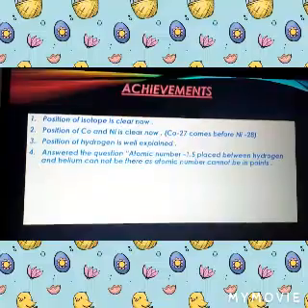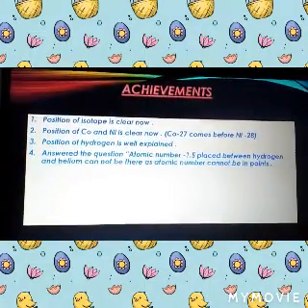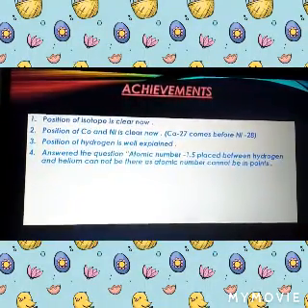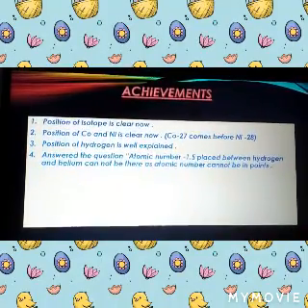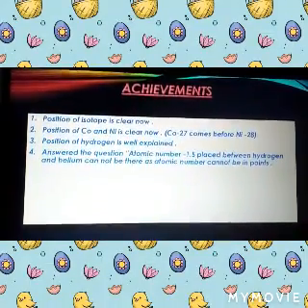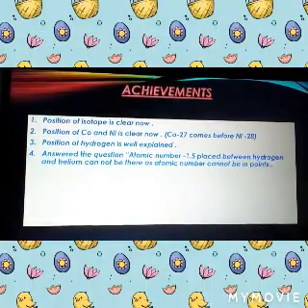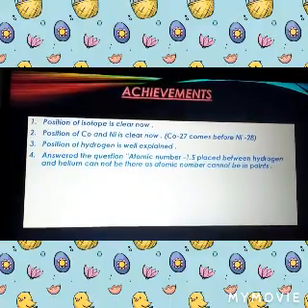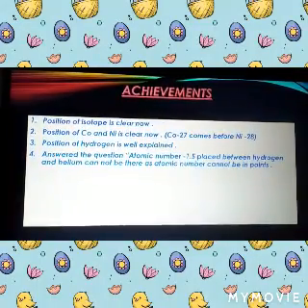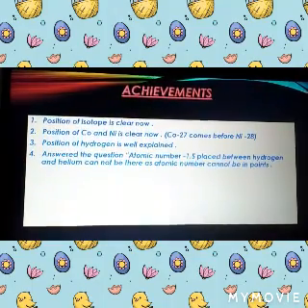Now, what are the achievements, or we can say what are the 3 limitations on which the modern periodic table could achieve a victory? First, the position of isotopes is clear now, as it was a limitation in Mendeleev's periodic table. Second, the position of cobalt and nickel is clear now, as cobalt has atomic number 27. That's why it comes before nickel, which has atomic number 28. It's not on the basis of atomic mass.